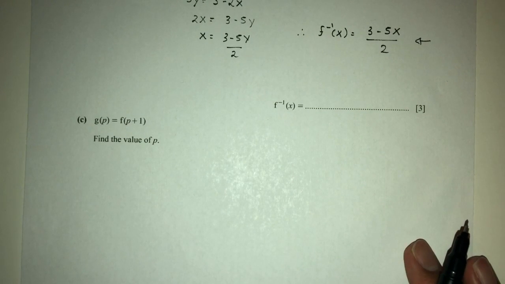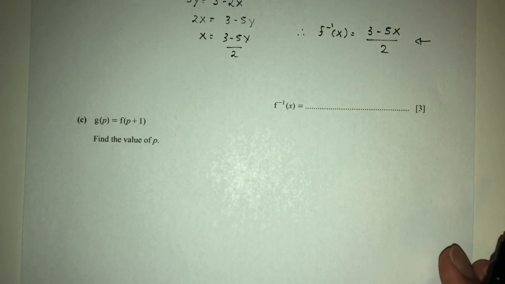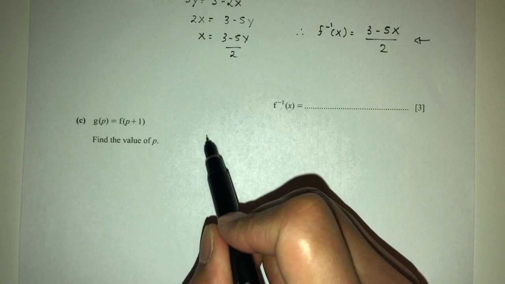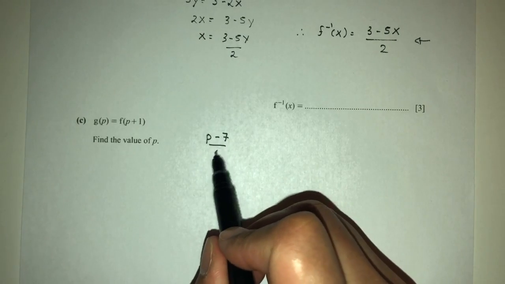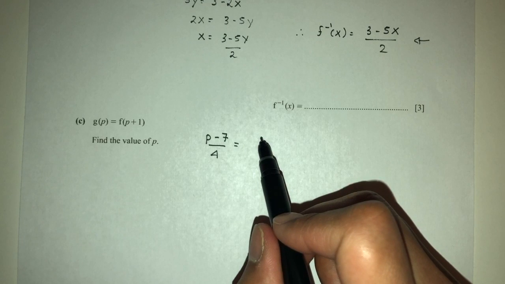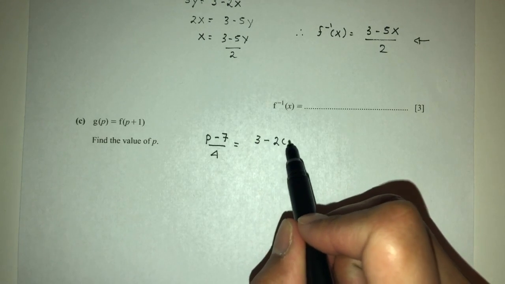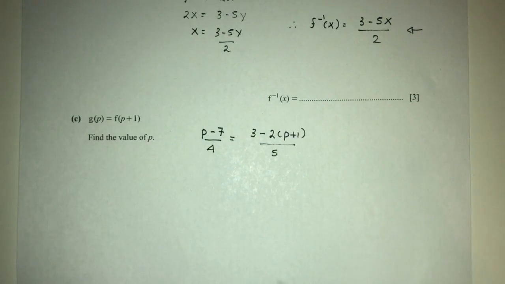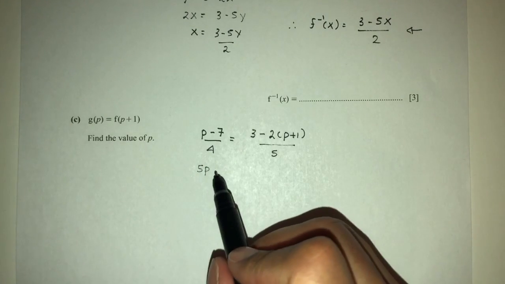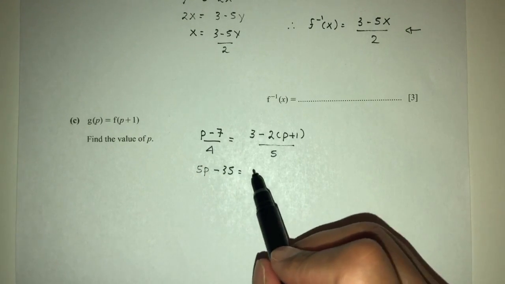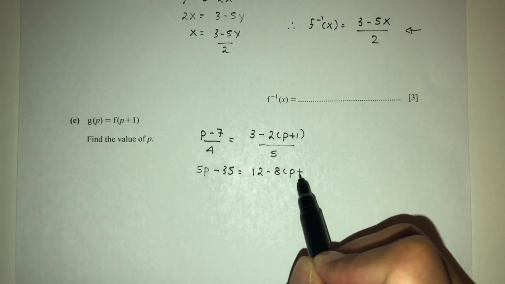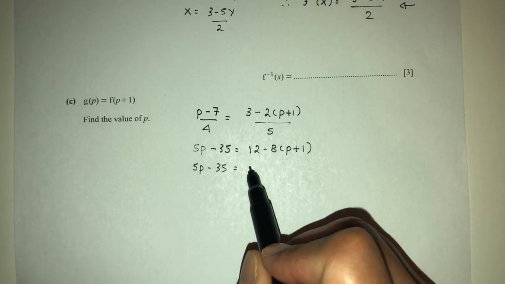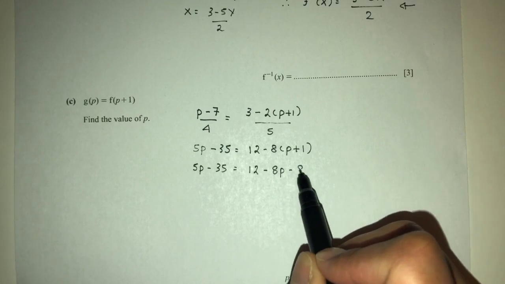Now for part C, g of p is equal to f of p plus 1, find the value of p. So pretty easy, just replace the values in the equation. So g of p will be p minus 7 over 4 is f of p plus 1. So 3 minus 2 times p plus 1, over 5. Now we just have to cross multiply. 5p minus 35 is 12 minus 8p plus 1.